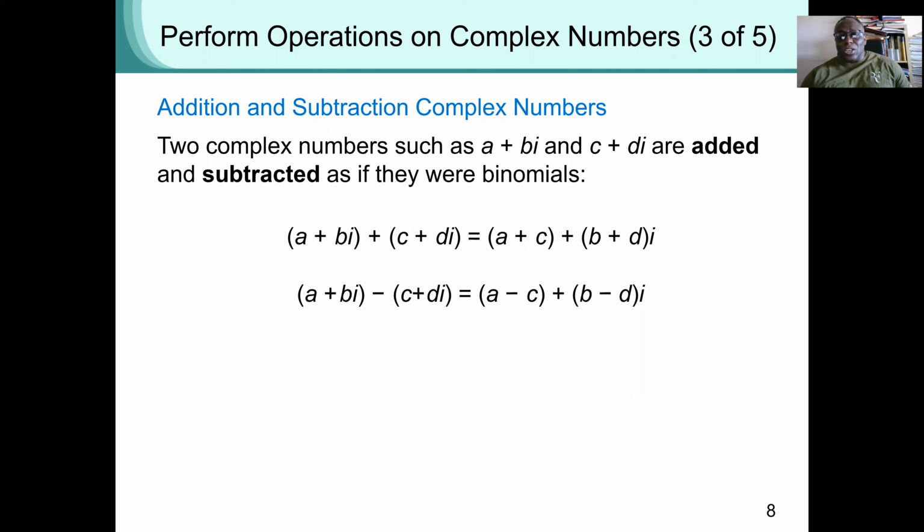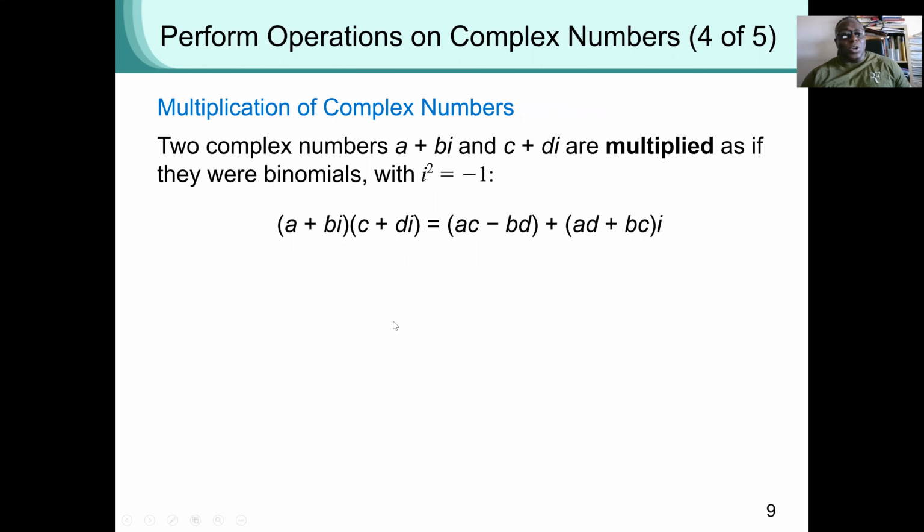Or if I'm doing addition for both, I will add the real part together, I will add the imaginary part together. Or if I'm doing subtraction of both, here we have a plus bi minus c plus di, then I'll subtract a minus c, then bi minus di. So let's see an example. Hopefully the example will help us soon.